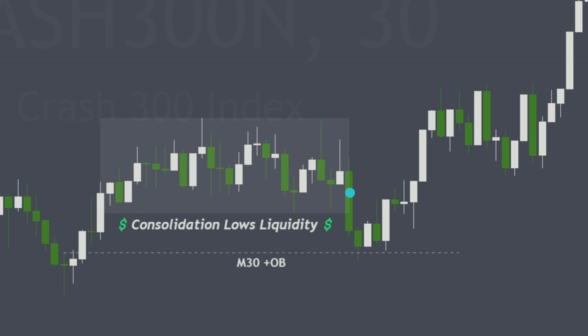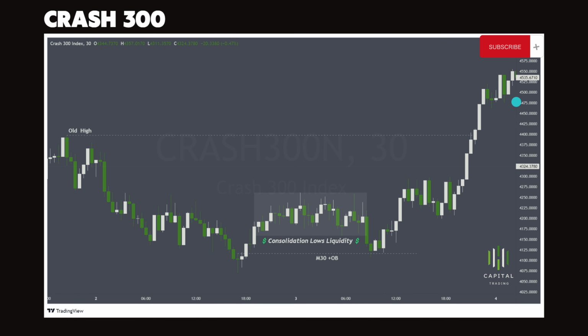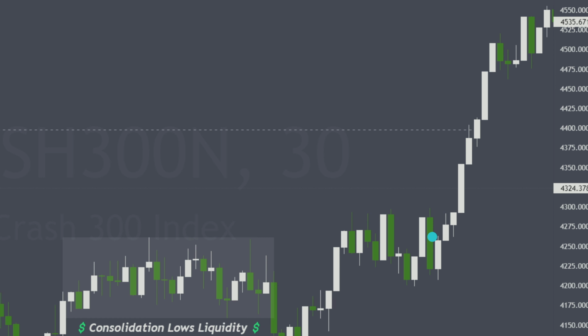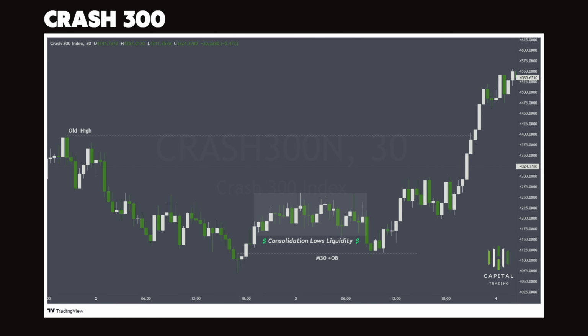That's what they did. They dropped to the downside and then went up until they took out our old high with this movement here. So that's one way of identifying consolidation lows. Let's jump into example 2.